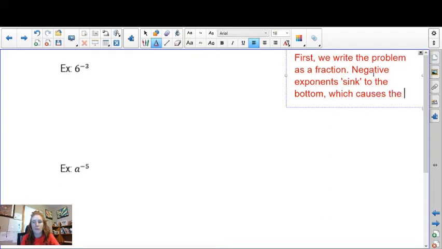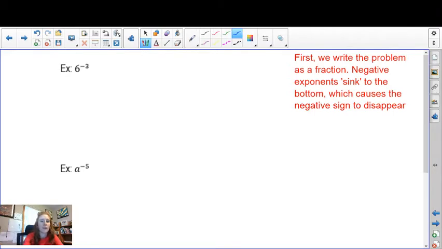Which causes the negative sign to disappear. So I have 6 to the negative 1/3, so I turn it into a fraction. 6 and then 3 sink, it turns into positive. And you're asking yourself, well, what goes on top?